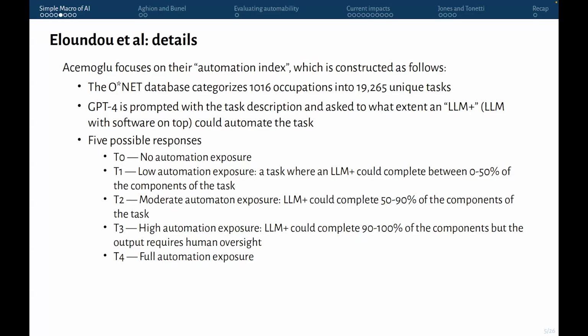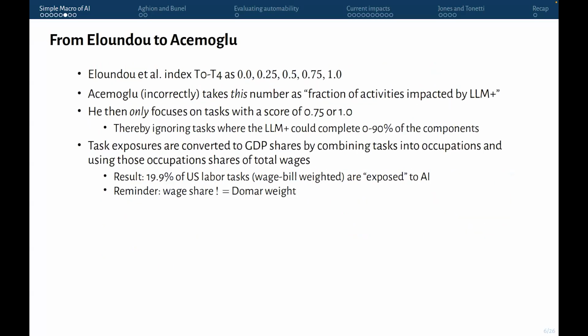And then there are 5 different responses, which they code as T0 to T4, no automation exposure to full automation exposure. And they do quantify this. So no automation exposure is like 0%. T1 is 0 to 50% of the components of the task, again thinking about subtasks. T2 is 50 to 90%, T3 is 90 to 100, and T4 is full automation exposure. So they index that as 0, 0.25, 0.5, 0.75, 1.